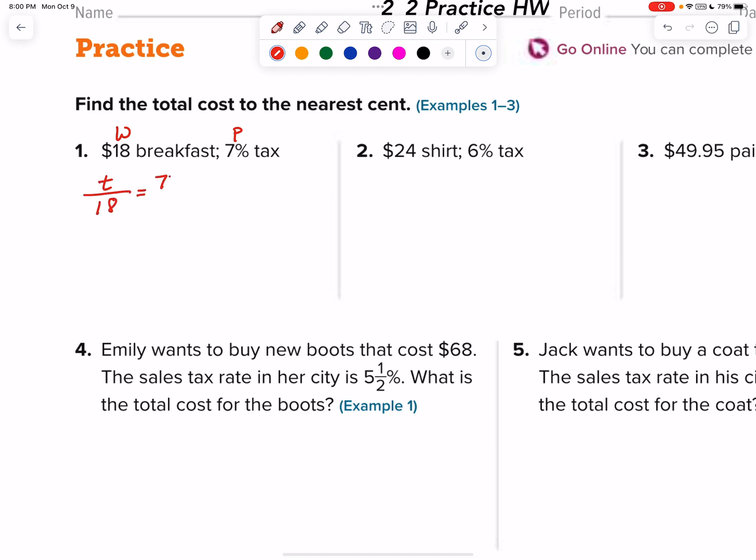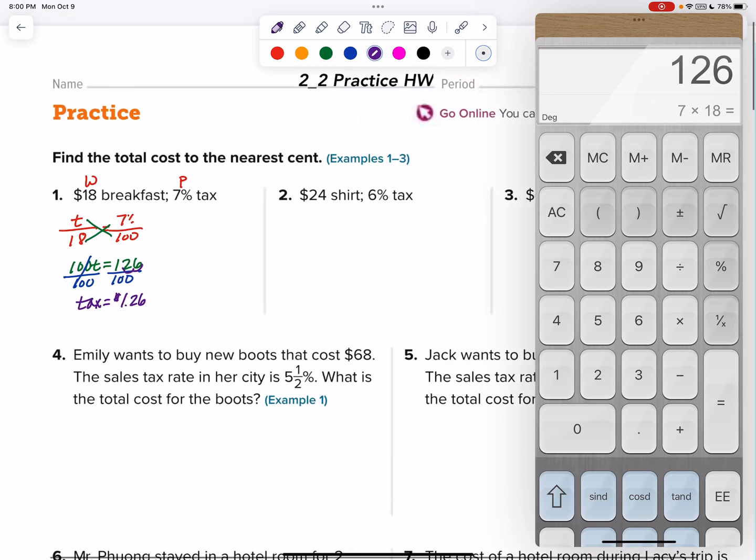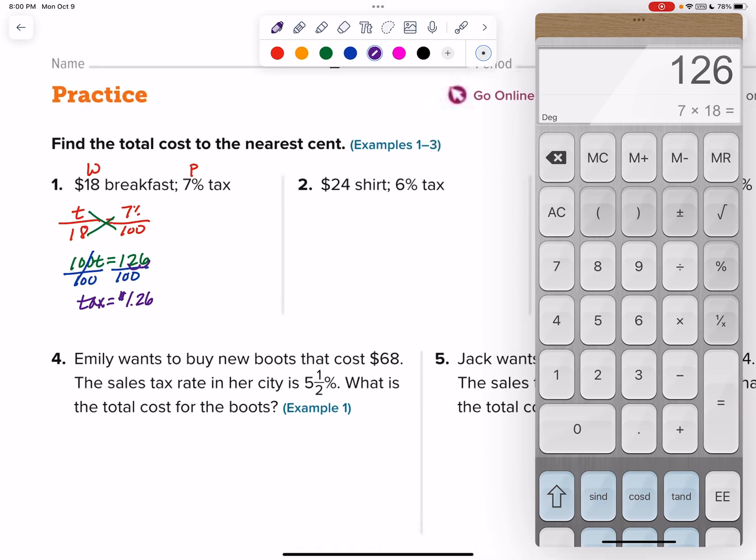So set up your proportion, 7% over 100. And then you can do your means extremes. 100t equals whatever 7 times 18 is. Okay, 126. And then we isolate the variable by dividing 100 to both sides. And we end up with the tax equals $1.26. Okay, what was the total cost to the nearest cent?